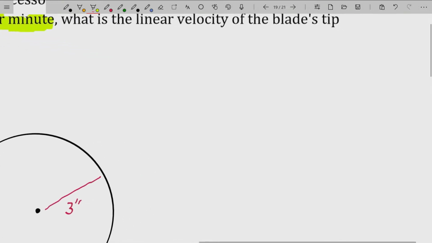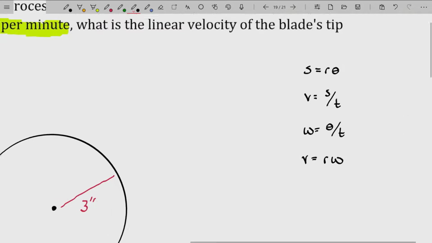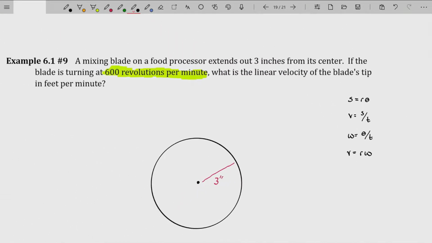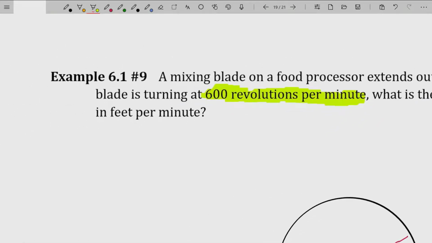Remember, I should have written this down, but all of our formulas are: arc length is radius times theta. Linear velocity is just distance over unit time. Angular velocity is angles per unit time. And finally, the relationship between linear velocity and angular velocity. If you look at the angular velocity, it's not revolutions per time. It is angles per time. It's angles in radians per time. And we have revolutions per time. So we're going to have to do a little bit of conversion.